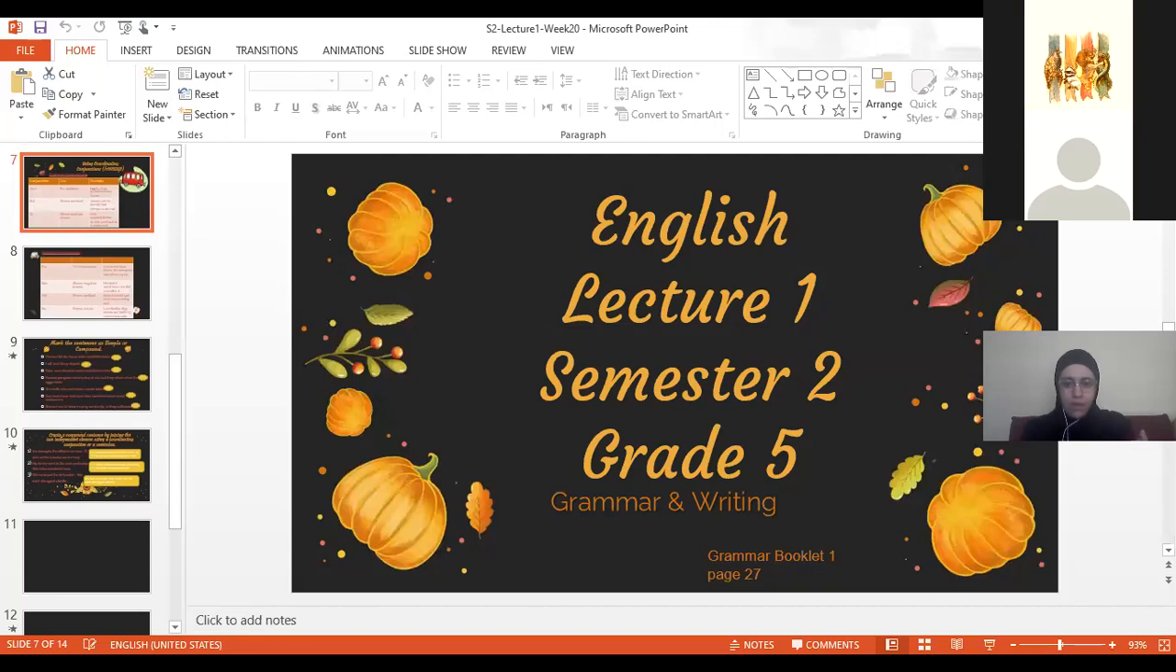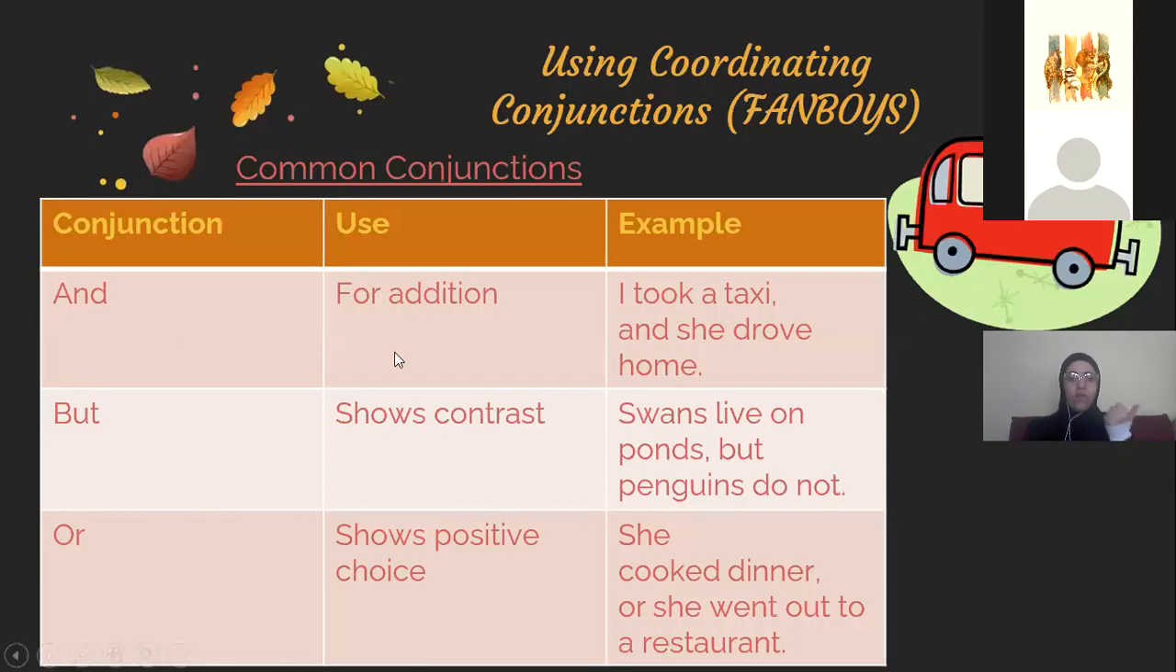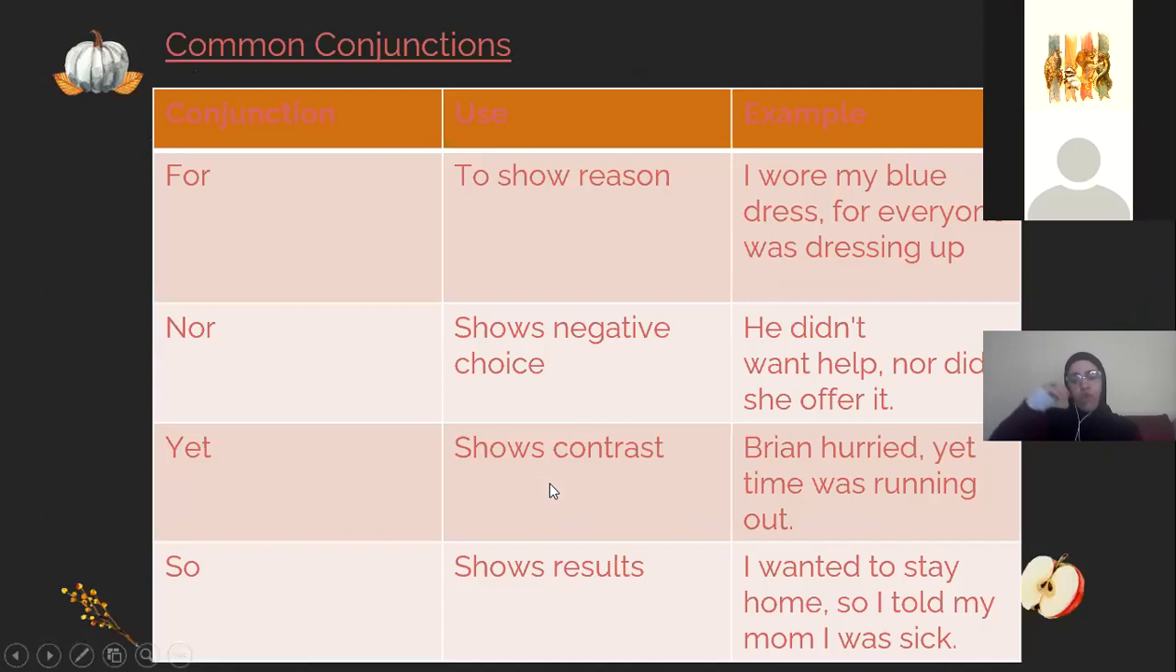There's still one question. I have the fanboys, we said. Let me share the lecture with you to revise the fanboys. What are the fanboys? The fanboys are: and. We use and to add information. We use but to show contrast, opposite ideas, not the same ideas. We use or if we have two positive choices, two good choices, and I have to choose one of them. For, if I'm going to show a reason in the second sentence, I have to use for.